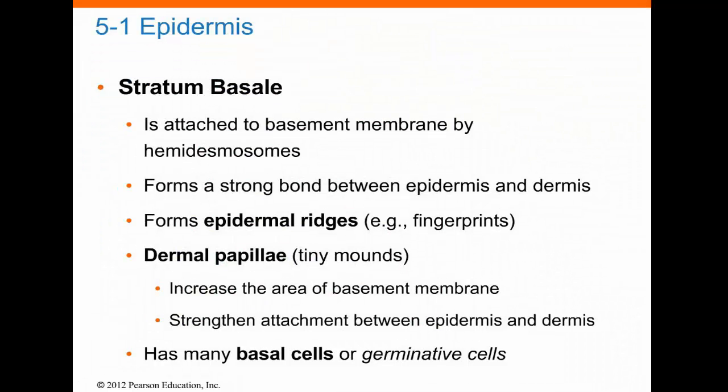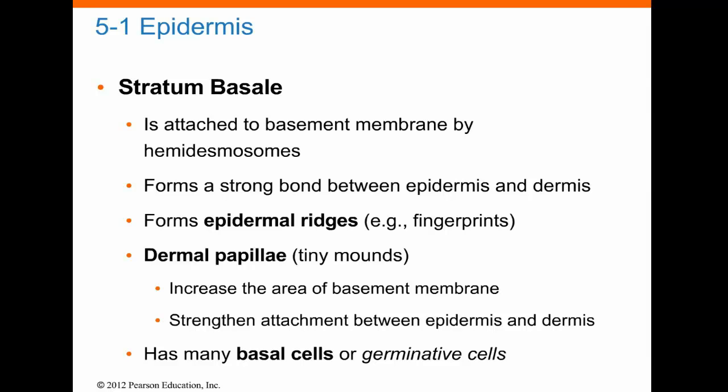So just going through those layers, we've got the stratum basale attached to the basement membrane by the hemidesmosomes, and it provides a strong bond between the dermis and the epidermis. However, in emergency, you will see people coming in with trauma injuries, and if their skin has been exposed to significant friction, then they have what is called a degloving injury, where the dermis and the epidermis have actually split, and that's a significant injury.